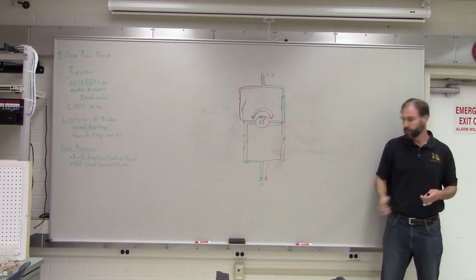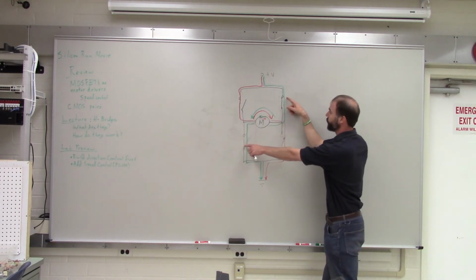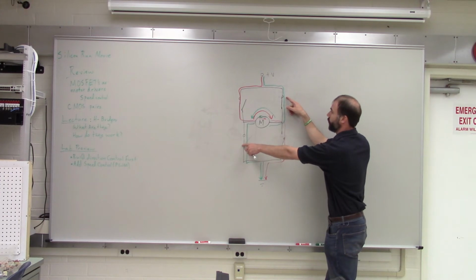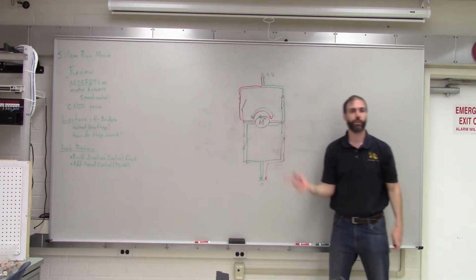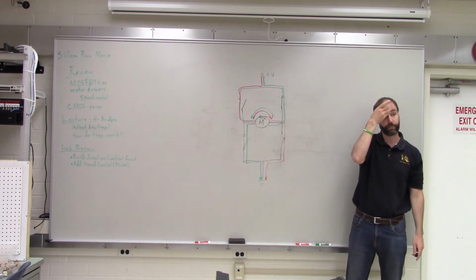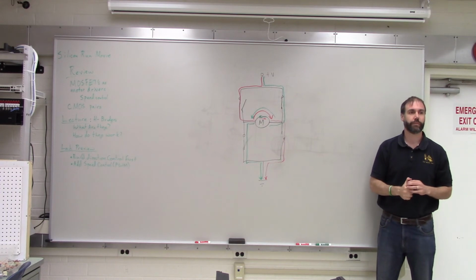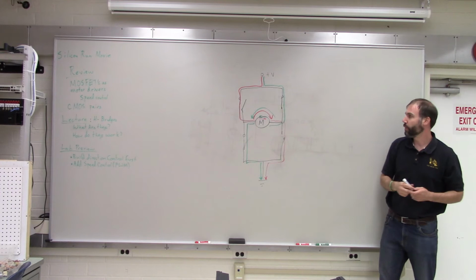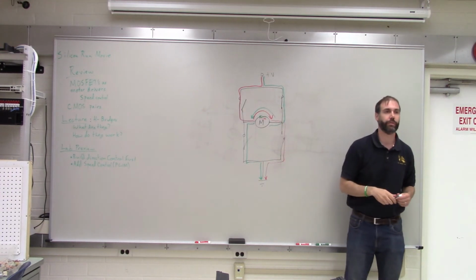So that's how the H-bridge works. You close one pair of switches to make the motor turn in one direction. You close the opposite pair of switches to make the motor turn in the opposite direction. Okay? Questions about that? Remember, I'm calling these switches, but really they're transistors that are acting like switches.